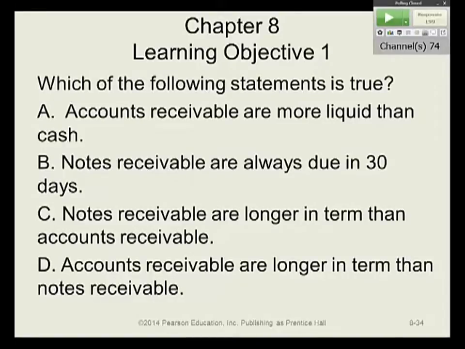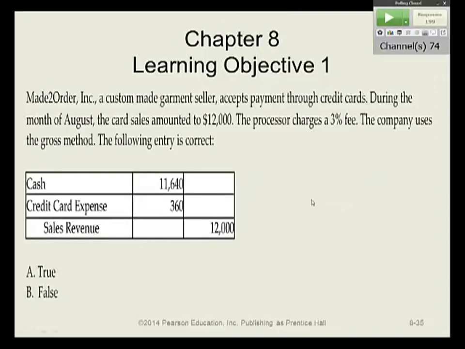No, yeah, this one's just definitional. C is the answer to this one. Notes receivable are just longer term. Okay. All right, so here's the one. Let's see if you can figure this one out.